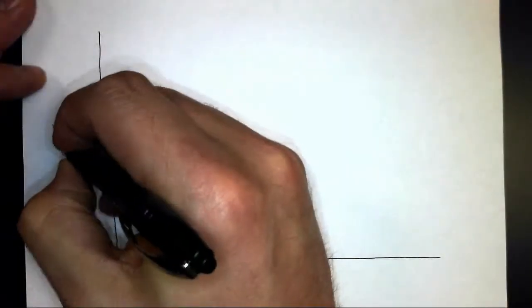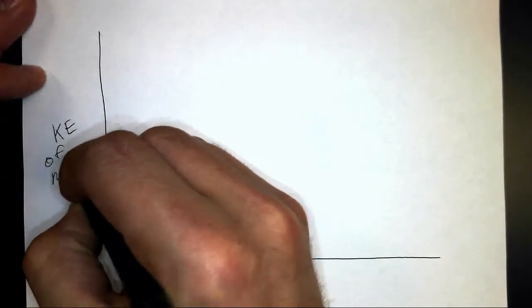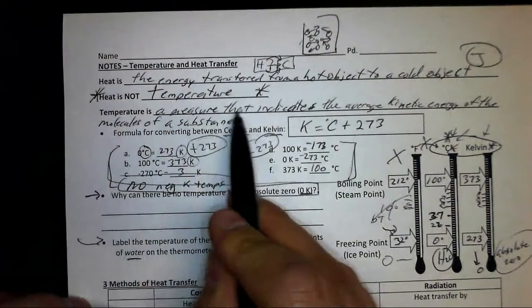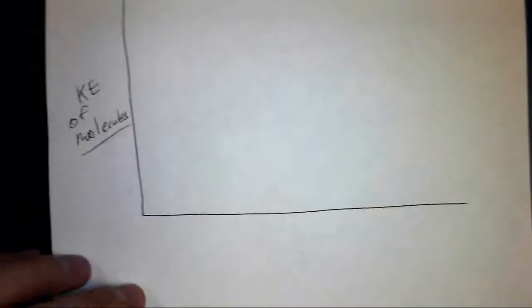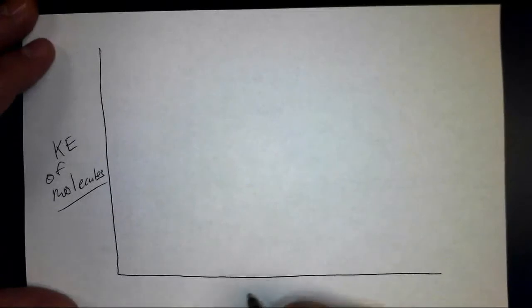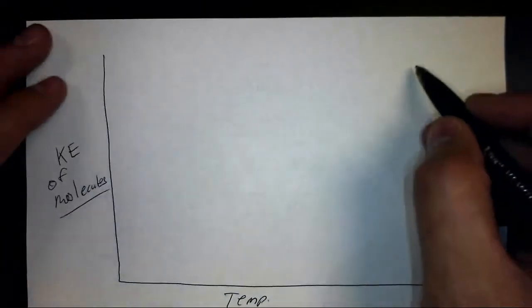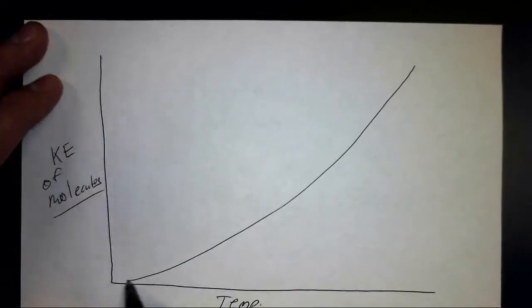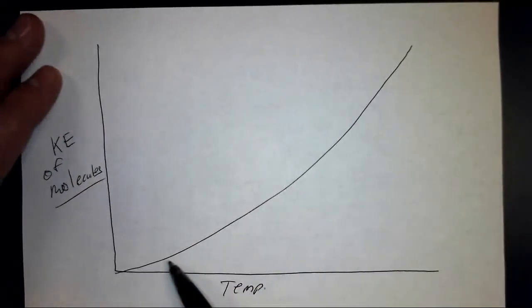And let's say over here on the left side is the kinetic energy of the molecules of a substance. We talked about, you wrote up here, that temperature is a measure that indicates the average kinetic energy of the molecules of a substance. So let's put kinetic energy of the molecules on the y-axis and temperature on the x-axis. Temperature and kinetic energy are directly related. The higher the temperature, the higher the kinetic energy, and the relation ends up looking something roughly like this. In other words, the lower the temperature, the lower the kinetic energy of the molecules.